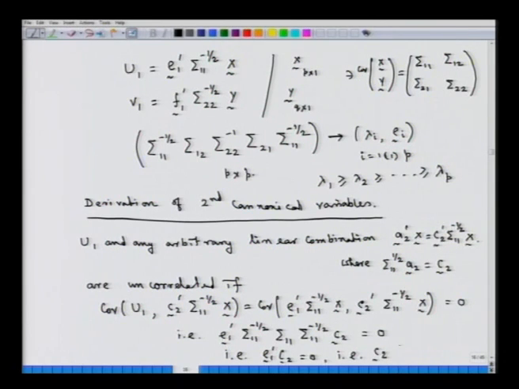or in other words, we would require this C2 to be orthogonal to the E1 vector, which is the orthonormalized eigenvector corresponding to the largest eigenvalue lambda 1 of this sigma 1 1 to the power minus half matrix, right. So, while deriving the second canonical variable, we have to choose this C2 vector in such a way that C2 needs to be orthogonal to E1, the first orthonormalized eigenvector corresponding to the largest eigenvalue.